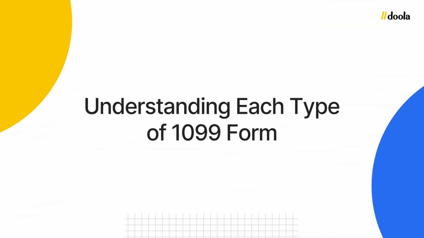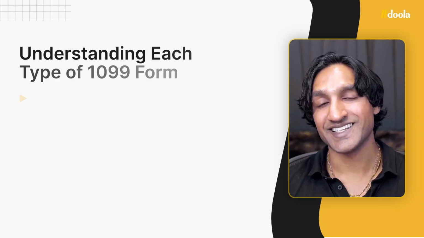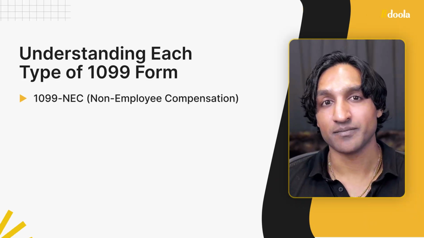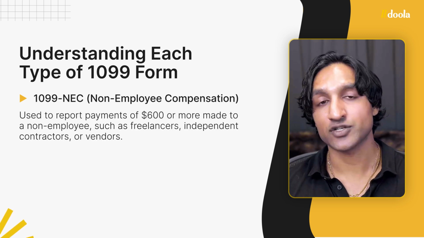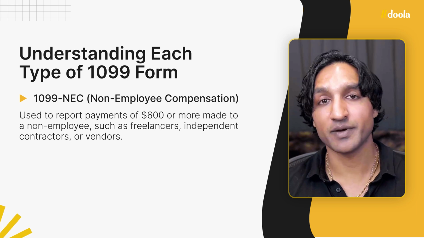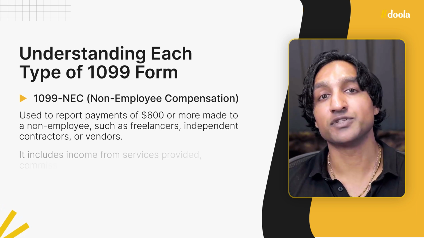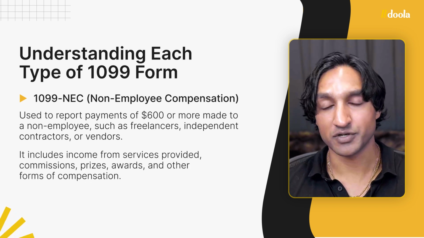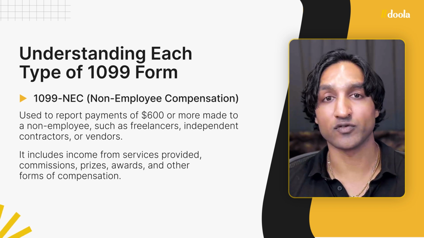Understanding each type of 1099 form. There are several types of 1099 forms, each serving a specific purpose. The first is the 1099-NEC, which stands for non-employee compensation. This is used to report payments of $600 or more made to a non-employee, such as freelancers, independent contractors, or vendors. It includes income from services provided, commission, prizes, awards, and other forms of compensation.